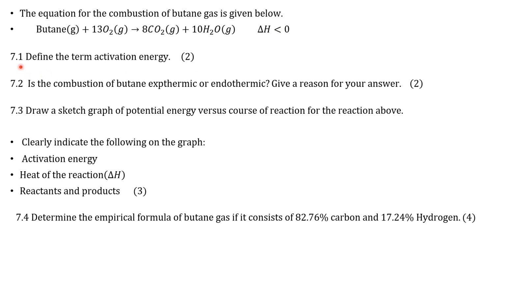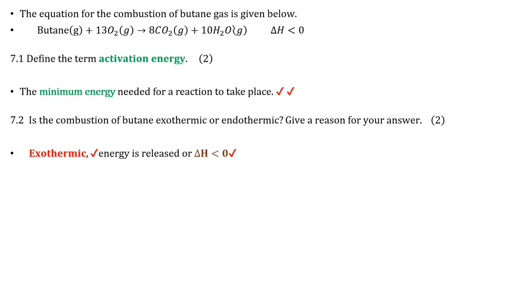Again, as you can see, define the term activation energy. So they like asking this definition. Right, 7.2 is the combustion of butane exothermic or endothermic? Give a reason for your answer. 7.3, draw a sketch graph, potential energy versus course of reaction for the reaction above. Must show activation energy, heat of the reaction, and reactants and products. And then to end off, determine the empirical formula of butane gas if it consists of 82.76% carbon and 17.24% hydrogen.